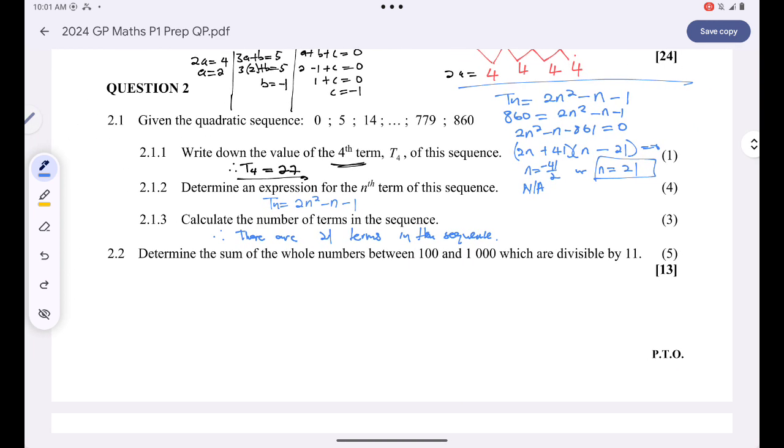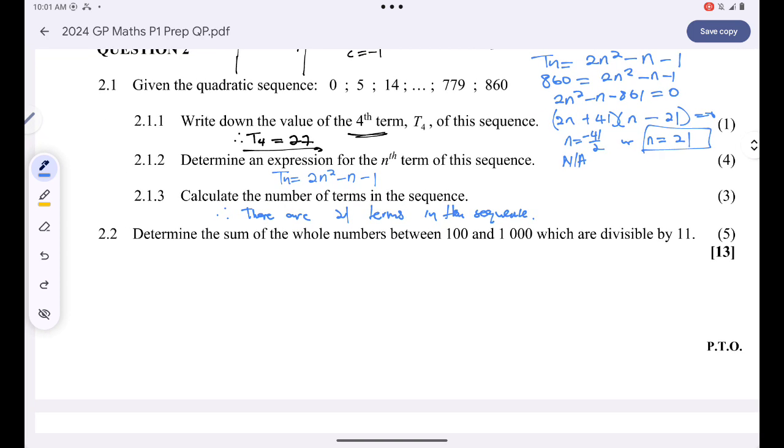Right? And then now they want us to determine the sum of the whole numbers between 100 and 1000 that are divisible by 11. Okay, the first number, guys, which is divisible by 11 is 110. The second number is 121. The third number is 132. This will go until the last number, which is divisible by 11. And that number will simply be equal to 990.